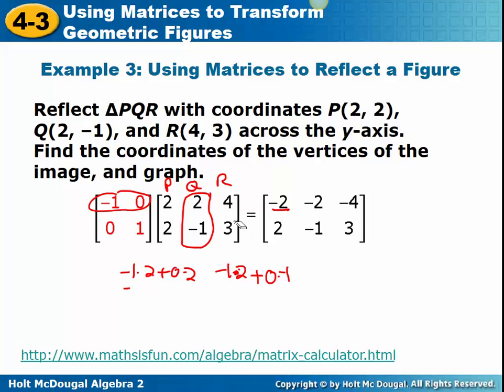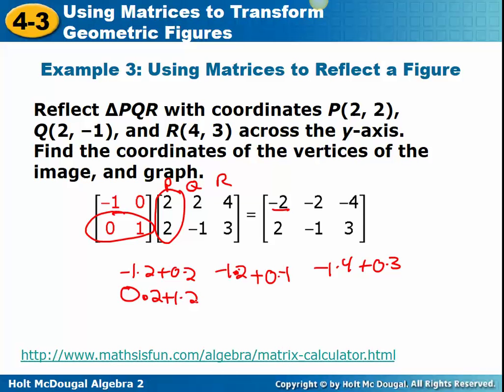Then we move over to the third column, and it would be -1 times 4 plus 0 times 3. So that's -4. You see that all of the x-coordinates change to the negatives. Now when we do the y-coordinate down below, we multiply by the second row. In the first column, we'll get 0, 1, and we'll multiply by 2, 2. So we'd have 0 times 2 plus 1 times 2. Well, that's 0, and that's just the 2.